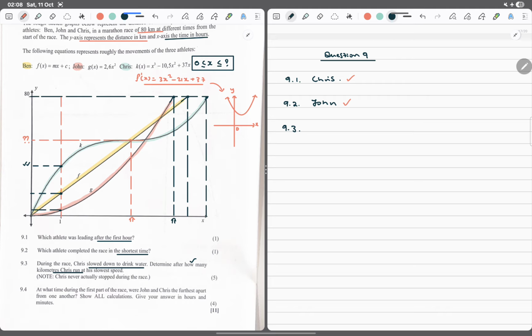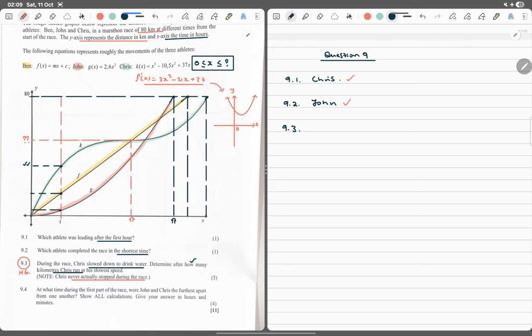Wow, this is a higher grade question, guys. So we already treated this with my students. So this is more of a repetition. Very interesting stuff. And we're told that Chris actually never stopped during the race.